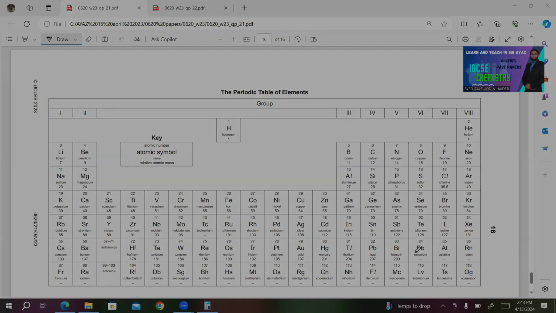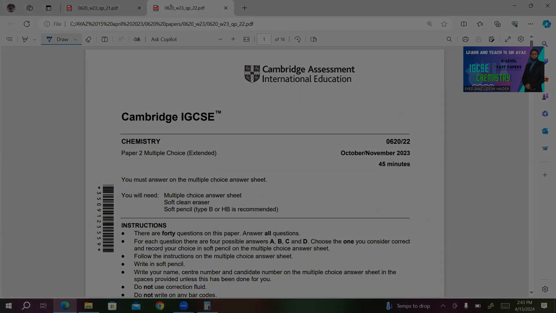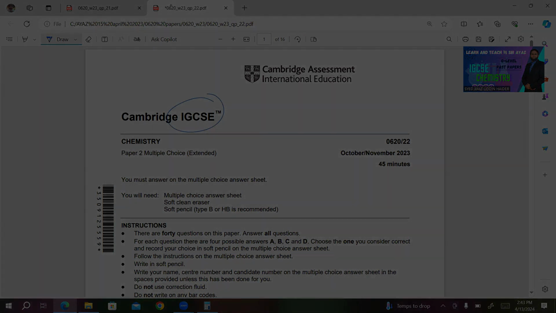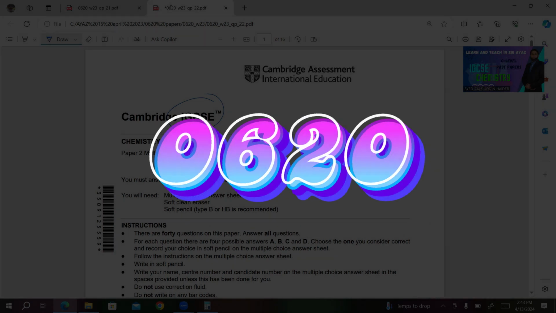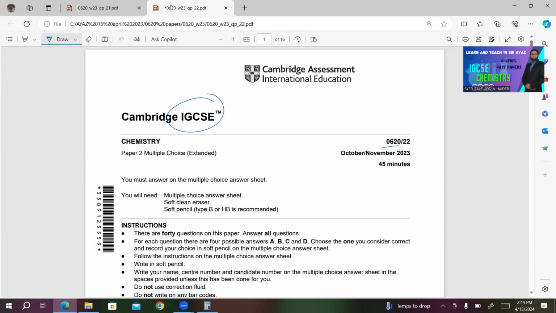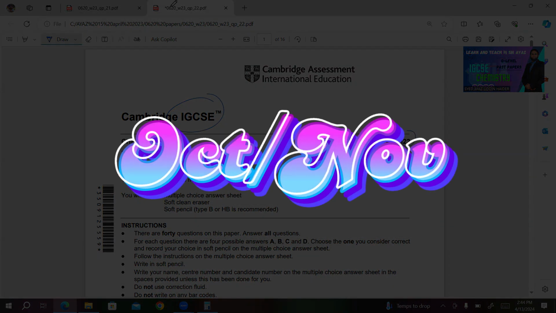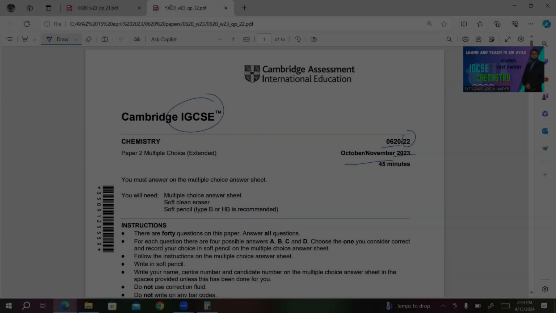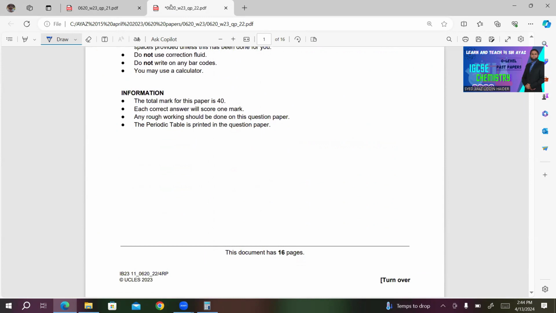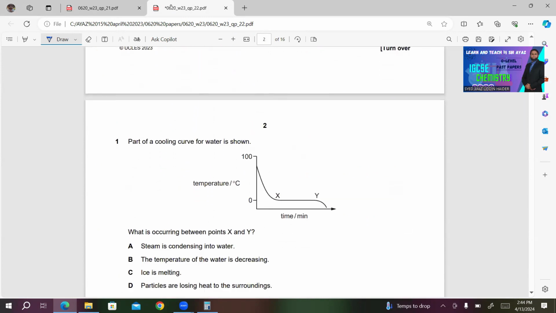So I was doing past papers for IGCSE. Code is 0620 and this time I have selected variant 22, and it's of October-November 2023. I'm not going to read the instructions or other formalities.